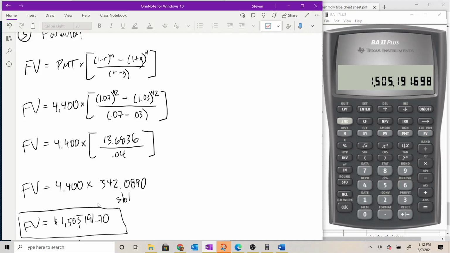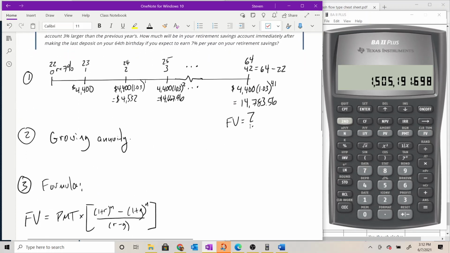Okay, so we found a value. That's great. What does this mean? This means that if we make all 42 of these deposits in the amount that we plan to make them and earn 7% interest on our savings, then when our 64th birthday arrives, we will have saved $1,505,191.70.